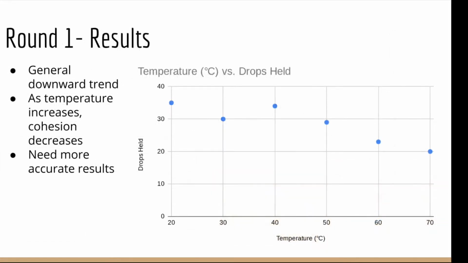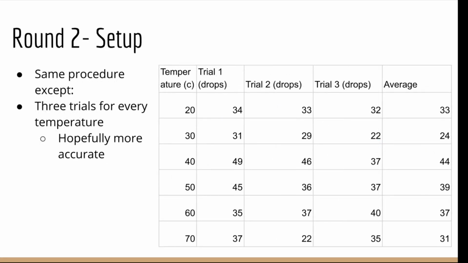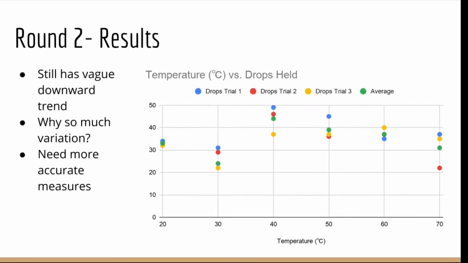So, as I said before, there was a weird trend between 20 degrees and 40 degrees. The data had a dip and then was a smooth downward trend for the rest of the data. So I didn't know why this dip was happening, and I thought it might be just an error that I made. So for the next round, I used the same procedure, except I did 3 trials for every temperature, which would hopefully balance out the human error I thought I was making.